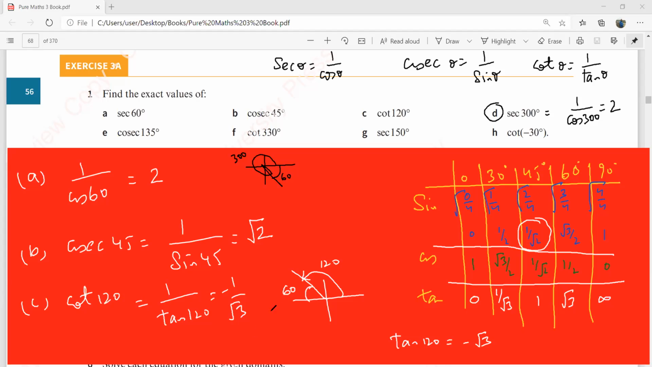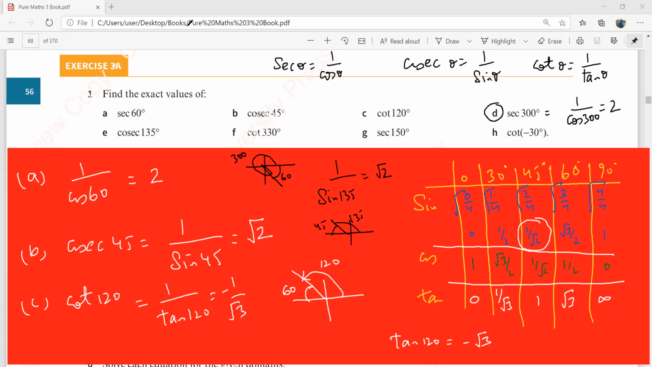Sir, 1 minute. That is 1 over under root 2. Just a minute, 1 over sine 135. In this quadrant, 135 is here, and the basic angle is 45. Sine is positive here, and sine 45 is 1 over under root 2. So its reciprocal is going to be under root 2. Bilkul sahi beta, aapne kiya.